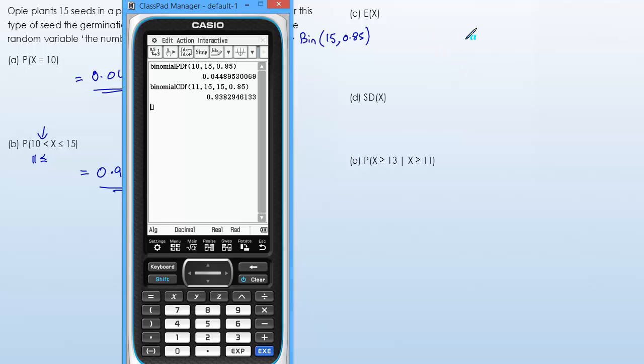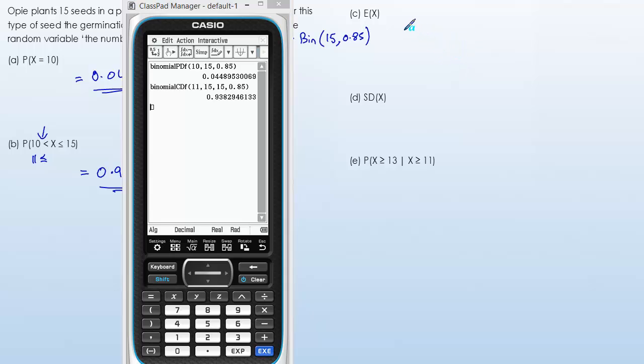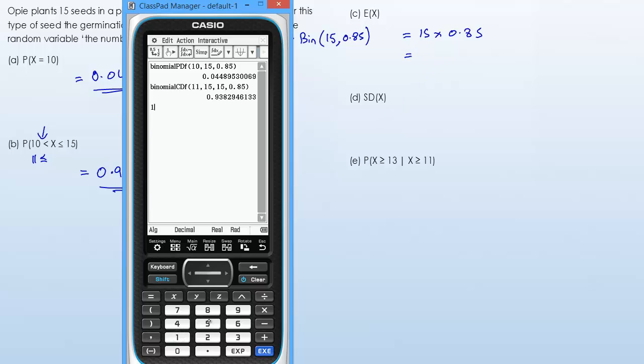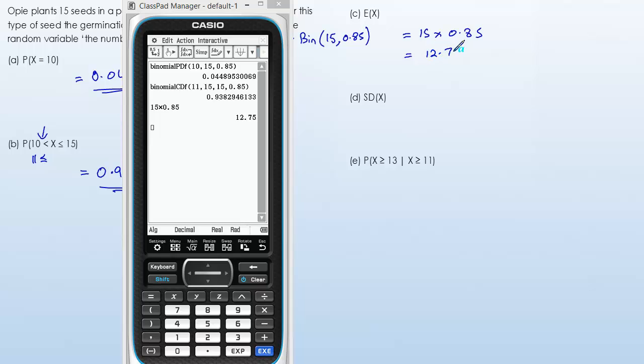Now we want the expectation. Now we know from the notes that that's just n times p. So that's going to be 15 times 0.85. So 15 times 0.85 gives us 12.75. Remember, the expected value is like the mean, so it doesn't have to be a value that can actually be taken. We can only take whole numbers here.